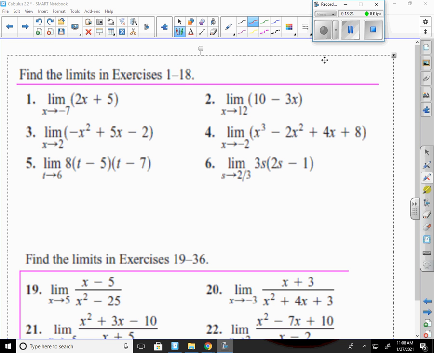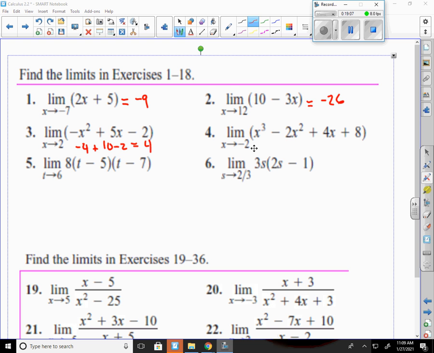Now if we look at our next homework assignment, which is the first homework assignment from this section, in exercises 1 through 6, I could just plug my value in. So for number 1, 2 times -7 is -14, plus 5 is -9. Plug 12 in. -3 times 12 gives me -36. 10 minus 36 is -26. Number 3, plug 2 in. 2 squared is 4, and it becomes negative, so it's -4 plus 10 minus 2. -4 plus 10 is 6, minus 2 is 4.